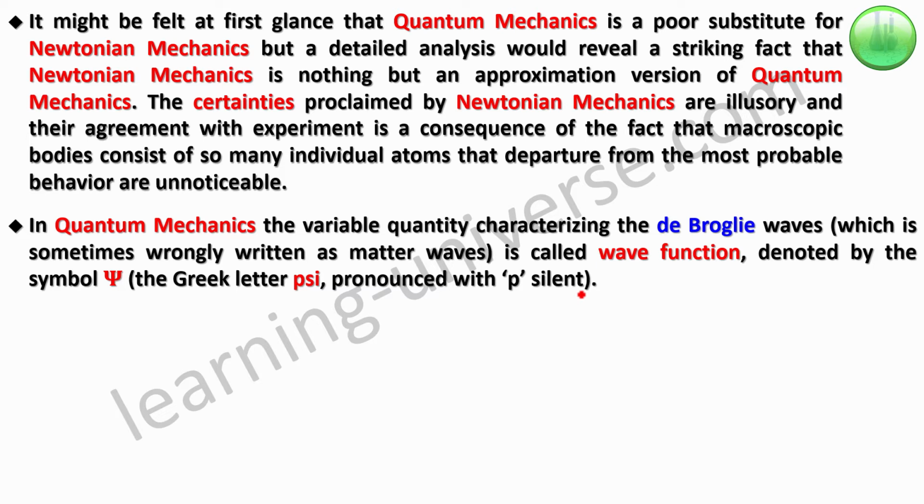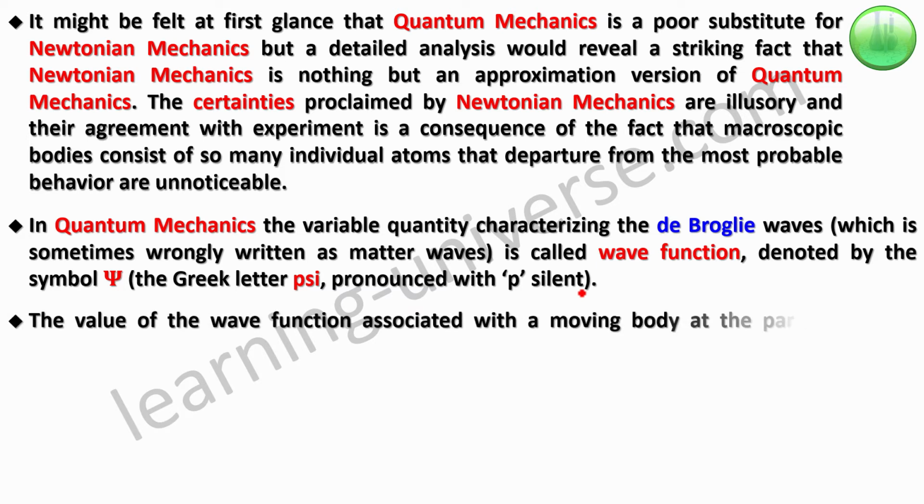So in quantum mechanics, the variable quantity which characterizes the de Broglie waves, which is a representation of de Broglie waves, is nothing but the wave function, denoted by the symbol psi, Greek letter psi, pronounced with p as silent. So this wave function, also known as amplitude function, is the one that represents the wave nature of matter, as predicted by de Broglie.